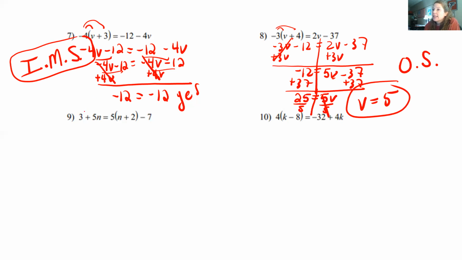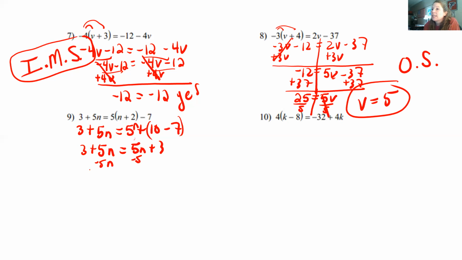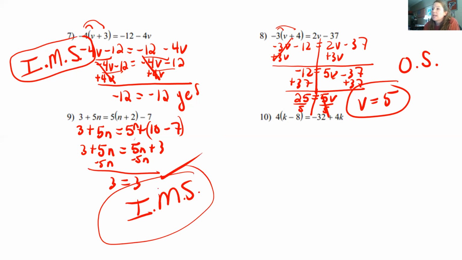Okay, we're almost done, guys. So I'm going to bring down 3 plus 5n equals 5 times n is 5n. 5 times 2 is plus 10 minus 7. Well, 10 minus 7 is 3. So 3 plus 5n equals, oh, I forgot my n. 5n plus 3. Well, guess what? Those are exactly the same. If I tried to get rid of 5n by subtracting, I would end up with 3 equals 3. That's true. So I have infinitely many solutions. If you come up with a true statement, that's the answer, infinitely many.